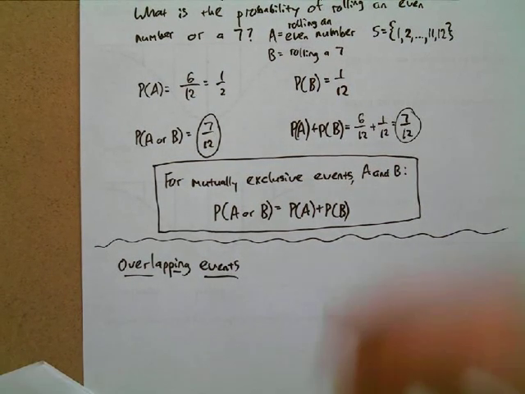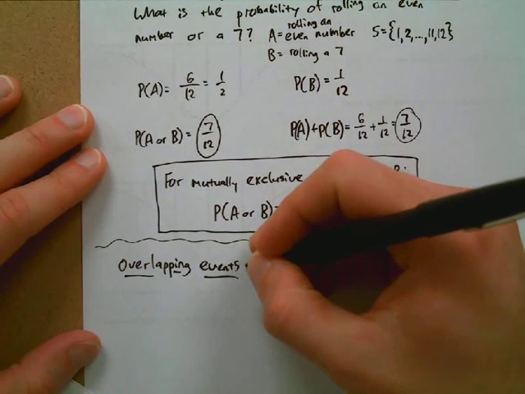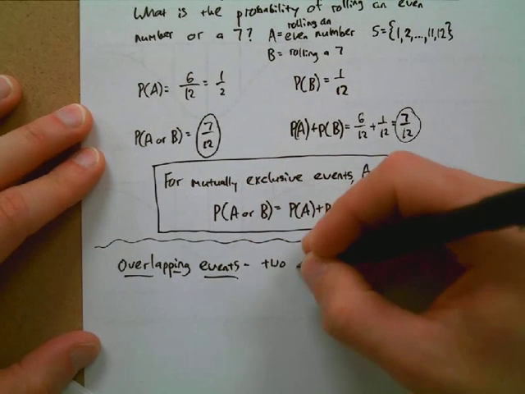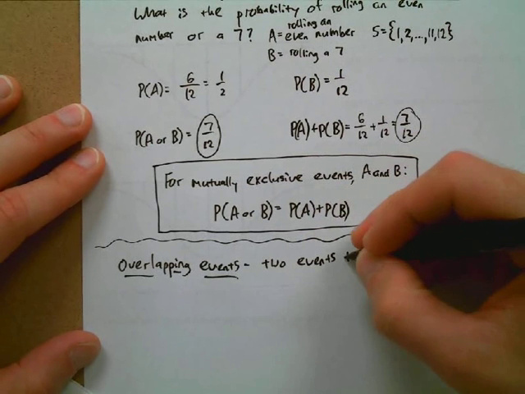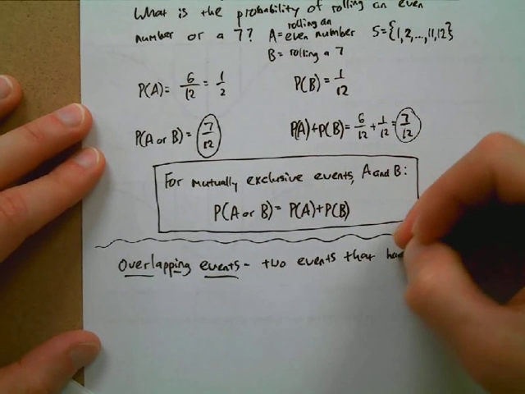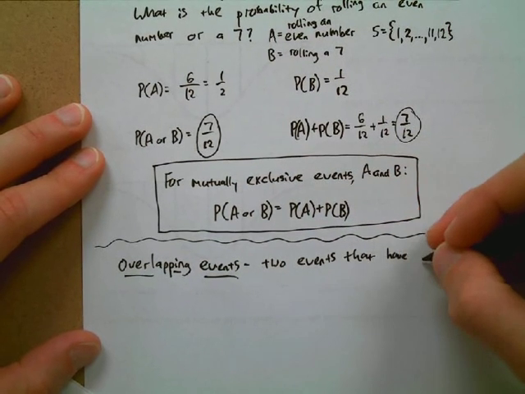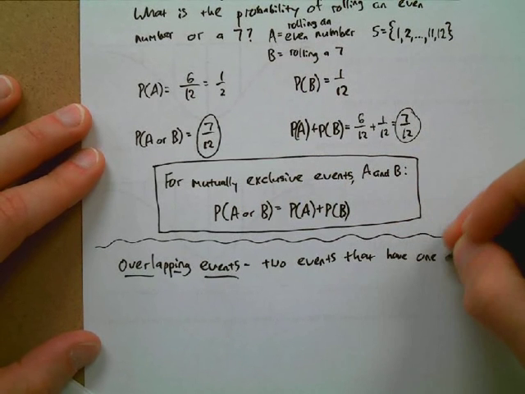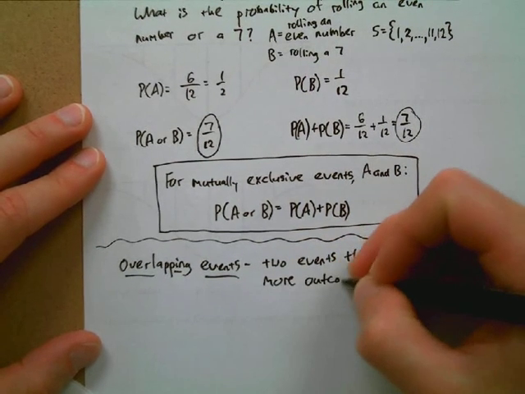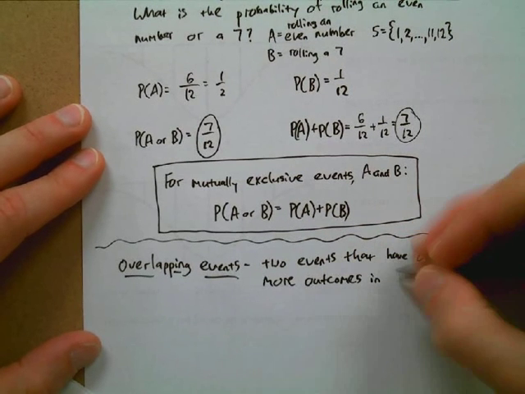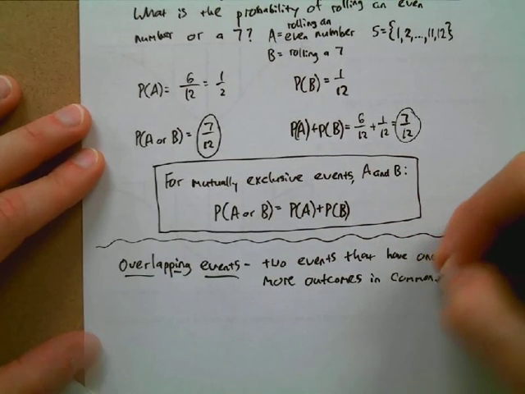Okay, so overlapping events are two events that have one or more outcomes in common. Okay?